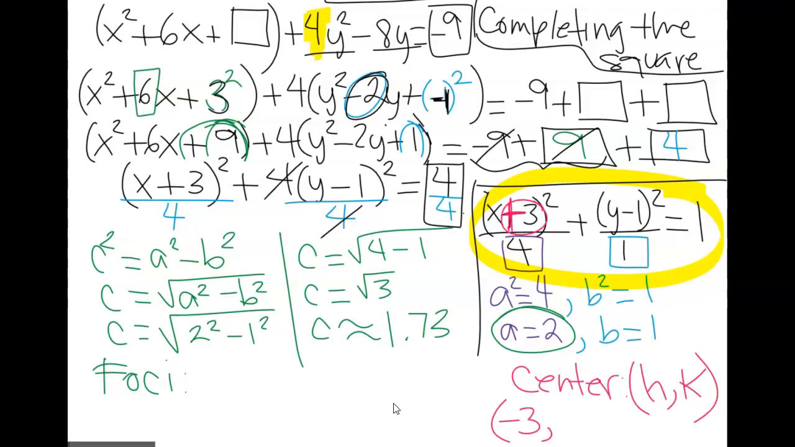Now for the k value, we see a negative 1 here. So then we take the opposite. We call this counterintuitive. So it will be positive 1. And that will be the center. Negative 3, 1. So for the foci, it's also important to identify what type of ellipse we have. And since you see the biggest denominator being with x, we could say that we're going to have a horizontal ellipse.